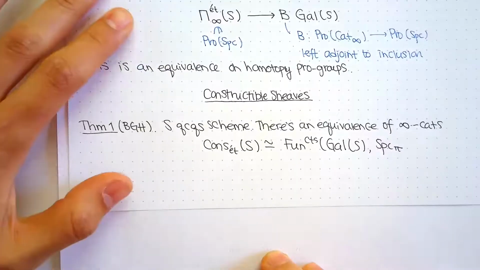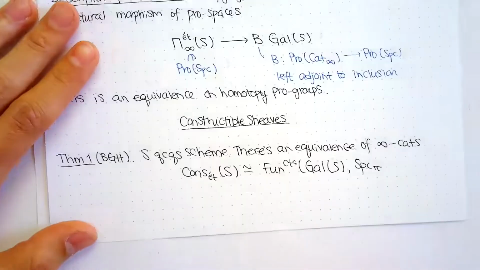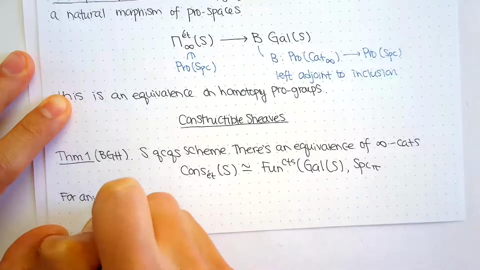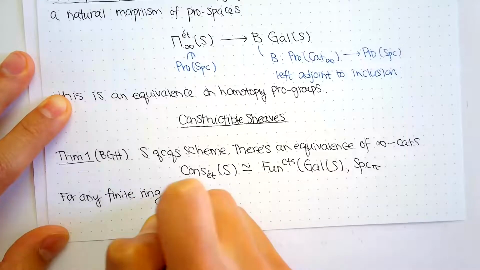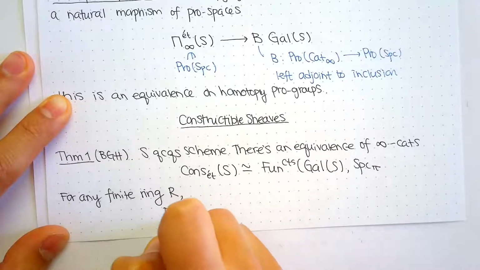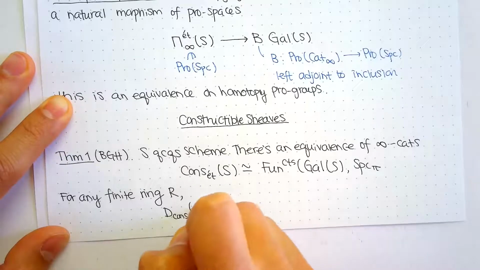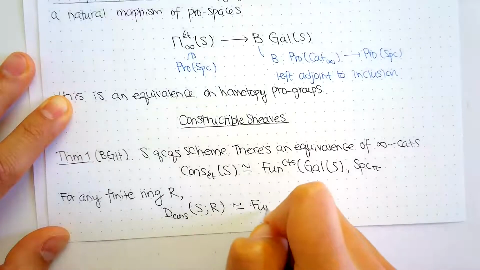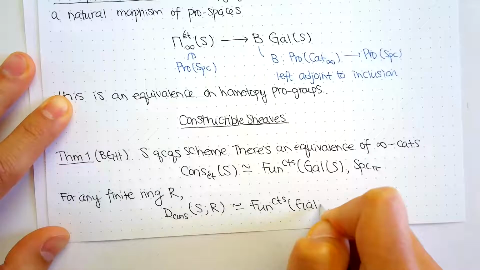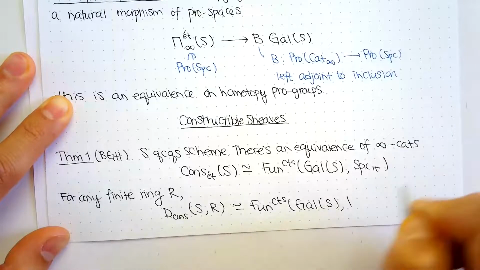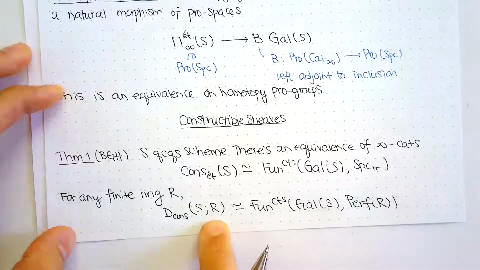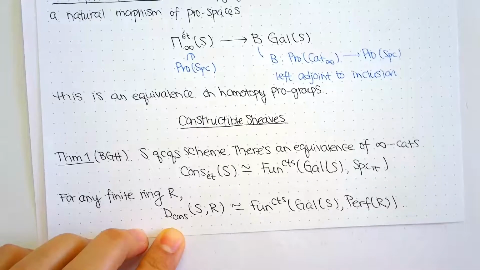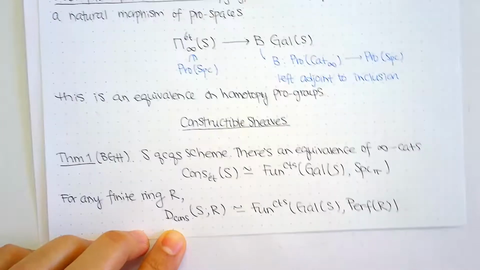So that's the non-abelian version, but let me state the abelian version, which is that for any finite ring R, there's an equivalence between the derived infinity category of constructible Étale sheaves on S, and the same sort of thing with values in Perf R. Usually in the abelian setting, you ask for the stalks of the constructible sheaves to be perfect complexes, or, in this case, this just means compact objects of the derived category of R.